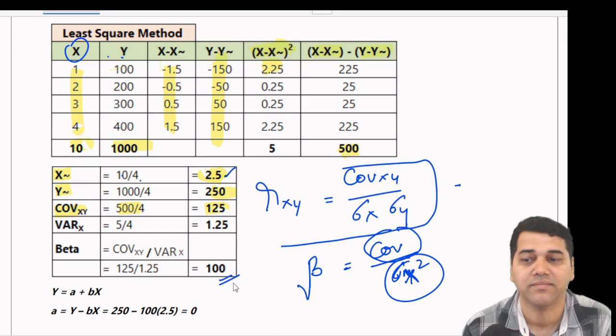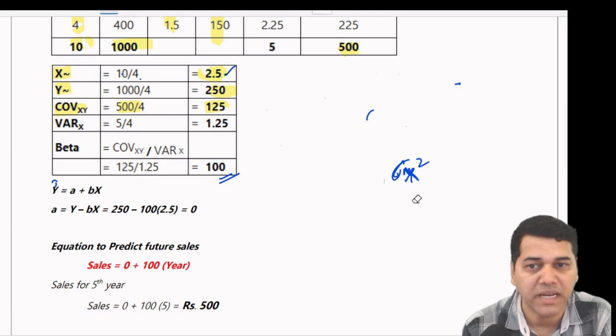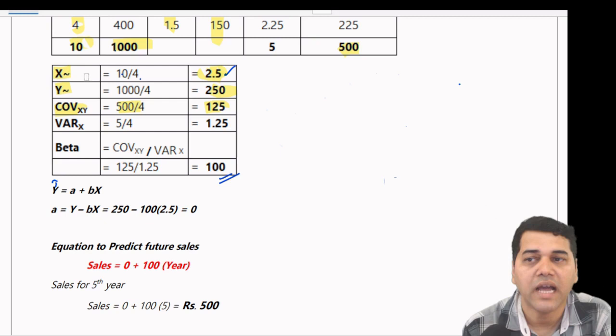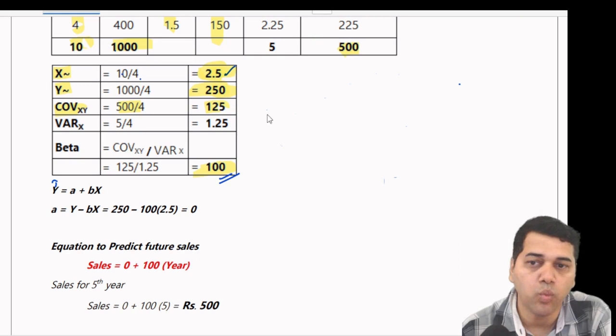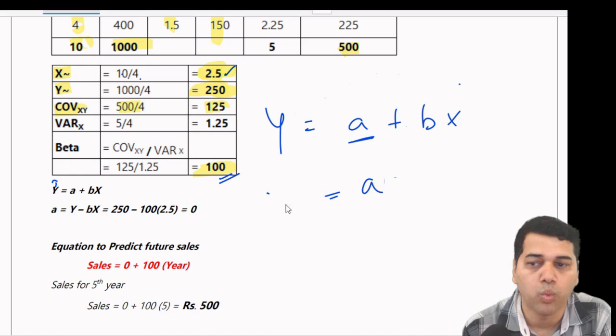Followed? Okay. Then since I know what is my y, what is y? Sales. But as of now, do I know my y? Yes, y is nothing but y bar. I have got my average sales, I have got x bar, average year. I know my beta also, 100. So now, in y is equal to a plus bx, the only unknown left is a. I want to calculate a. So a is equal to y bar minus b x bar.